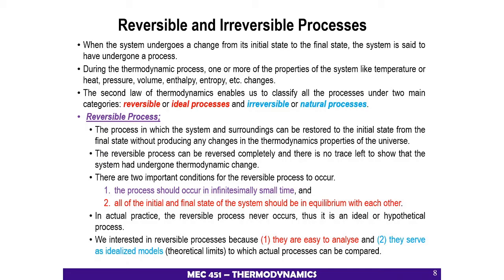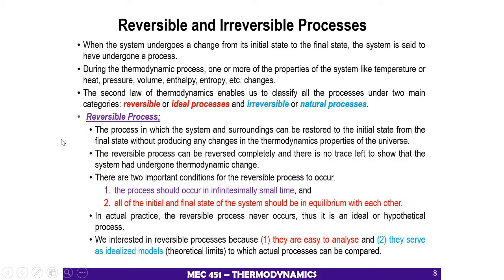So basically here we have two types. We call it reversible and irreversible. Normally reversible is ideal, which is in the theory. Irreversible is normally in nature. Okay, we look into the reversible process.